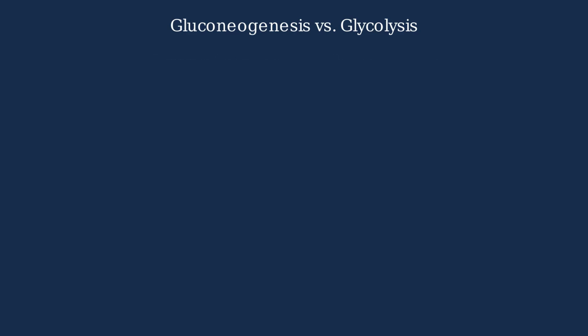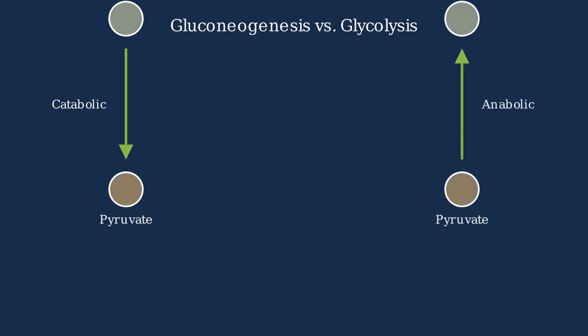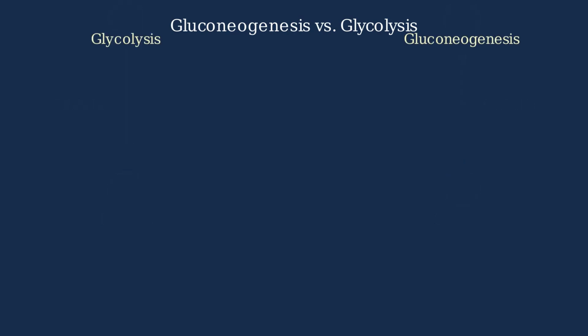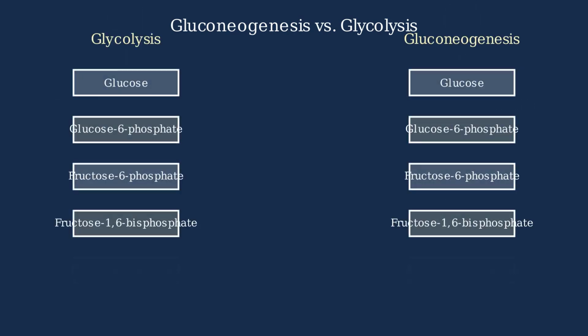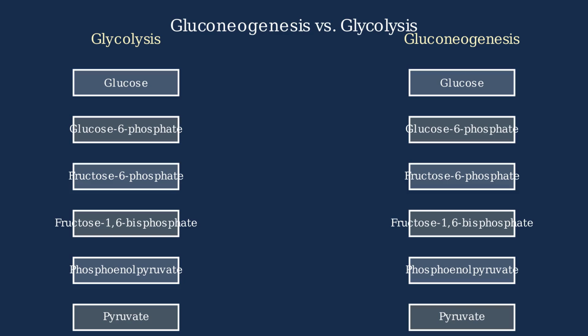Glycolysis and gluconeogenesis are opposite but related metabolic pathways. Glycolysis is a catabolic pathway that breaks down glucose into pyruvate, releasing energy. Gluconeogenesis is an anabolic pathway that builds glucose from pyruvate, requiring energy input. Looking at both pathways in detail, we can see they share many intermediate steps. In glycolysis, the pathway flows downward from glucose to pyruvate, while gluconeogenesis runs in the opposite direction.